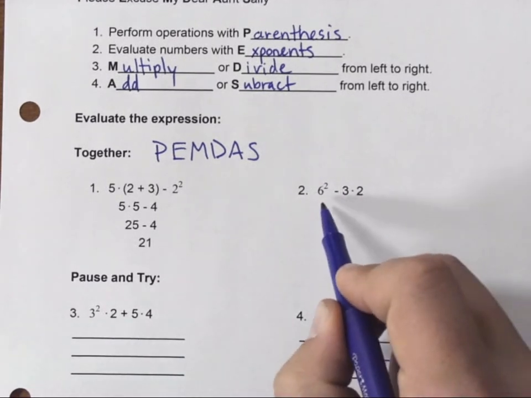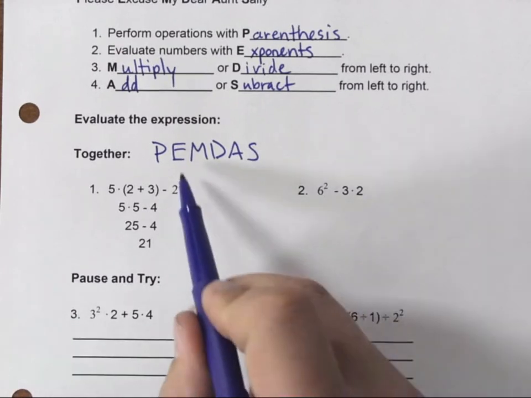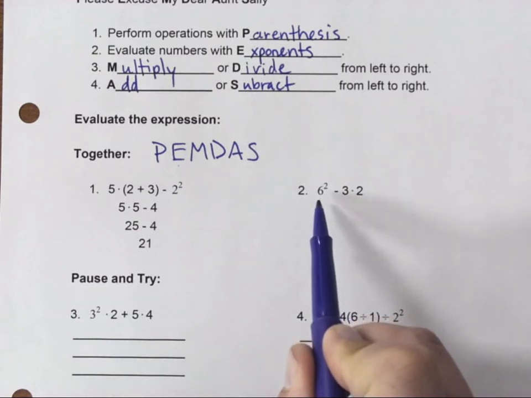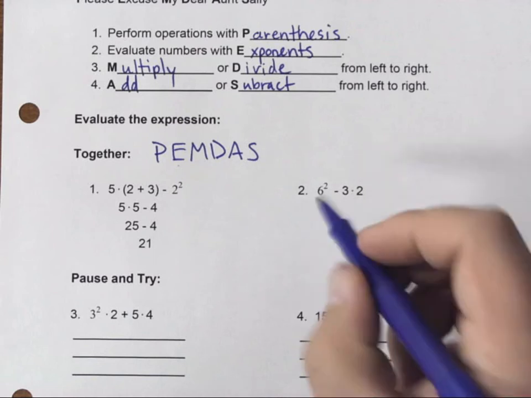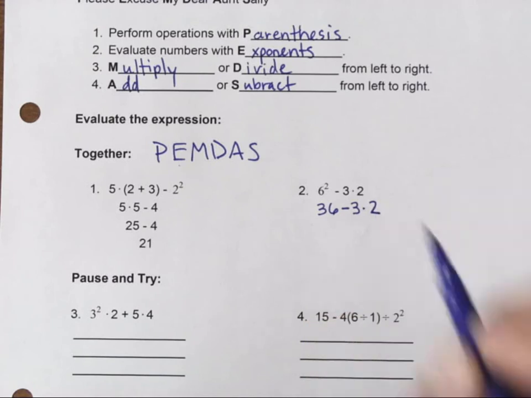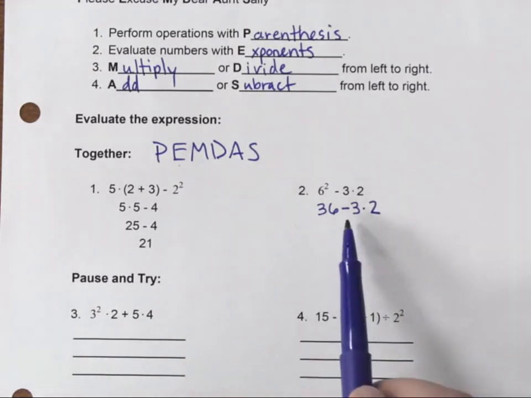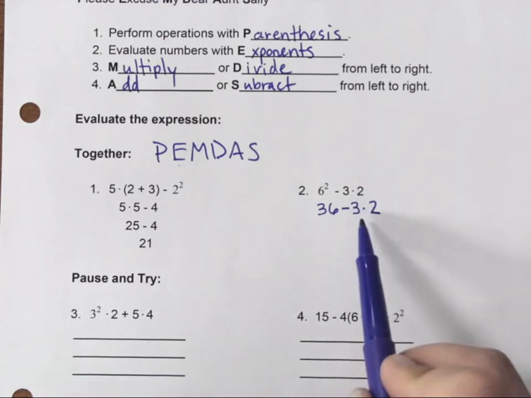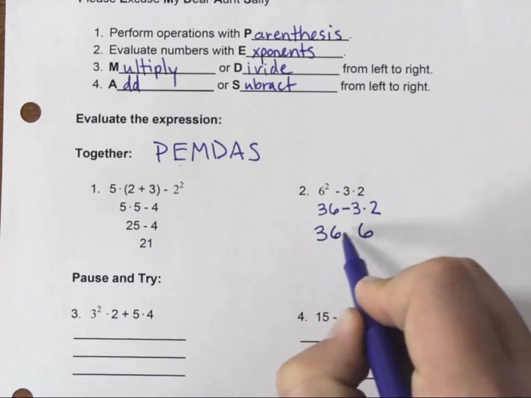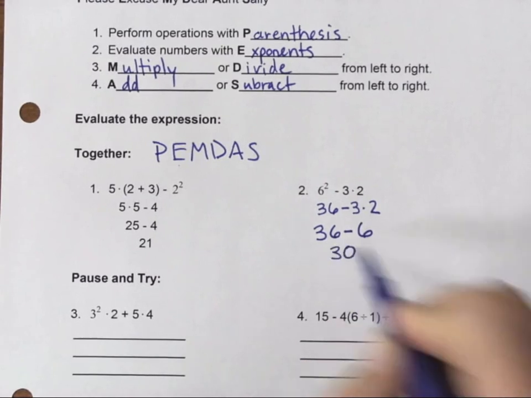For the first one, remember, parentheses: are there any parentheses? No, there are not. Are there any exponents? Yes, right here, 6 to the second power. 6 to the second power is the same as 6 times 6, which is 36, minus 3 times 2. Now what's next? Multiply or divide from left to right. I have subtraction and multiplication, so I'm going to multiply next. 3 times 2 is 6. So now we have 36 minus 6. Now I just have to subtract. 36 minus 6 is 30.